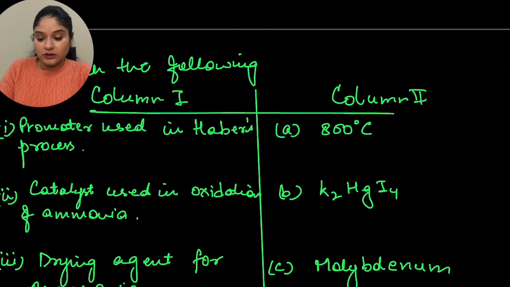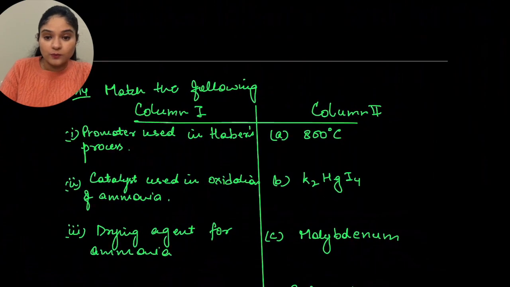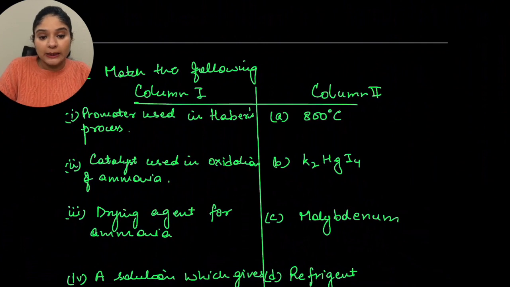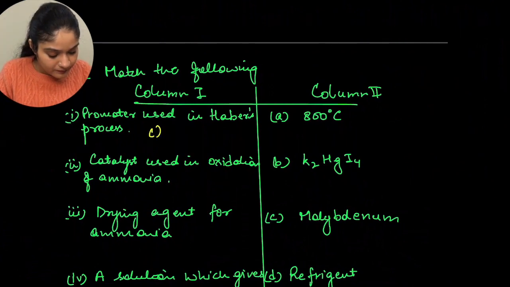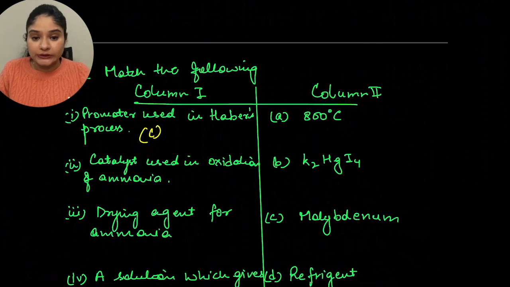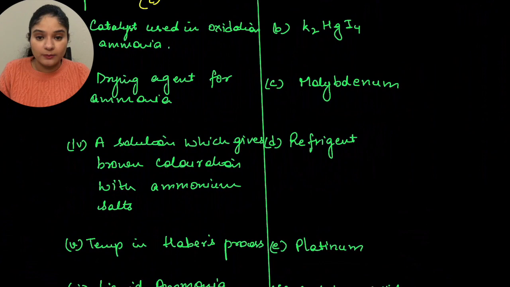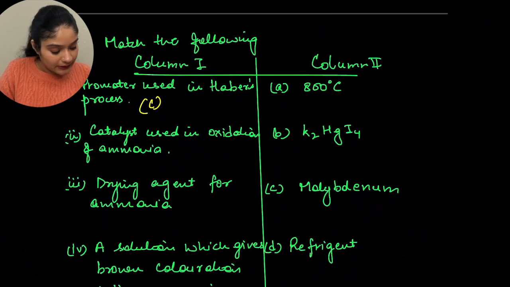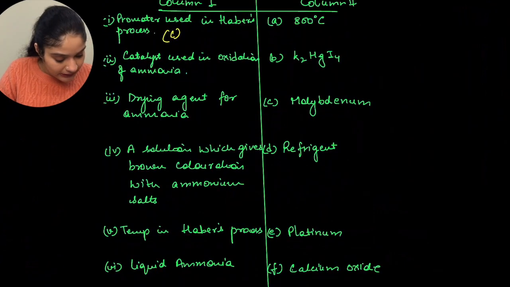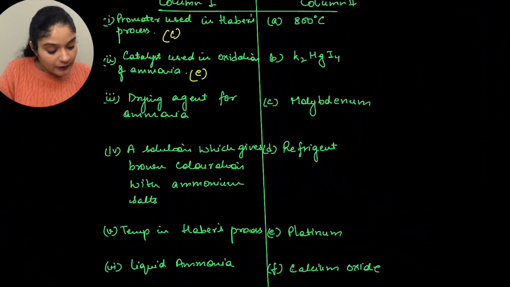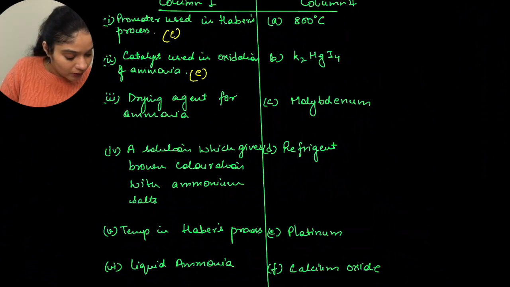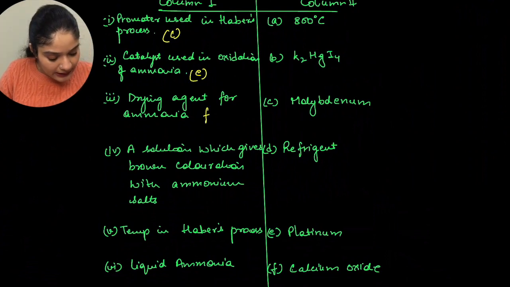Then the next question is, you have two columns given to you. A promoter used in Haber's process is molybdenum. So that is C. Catalyst used in oxidation of ammonia. What catalyst will we use? We'll use platinum in the oxidation of ammonia. So that will be E. Drying agent for ammonia. That will be calcium oxide, F.